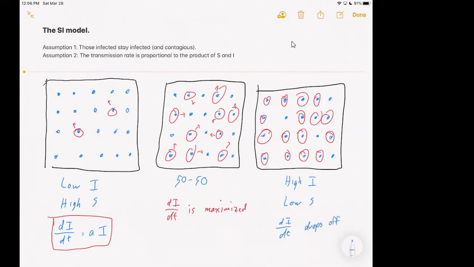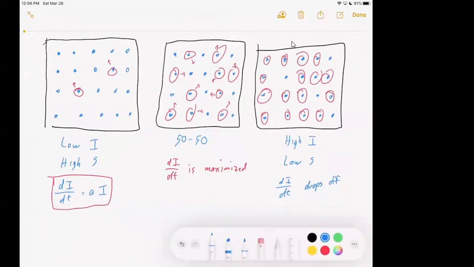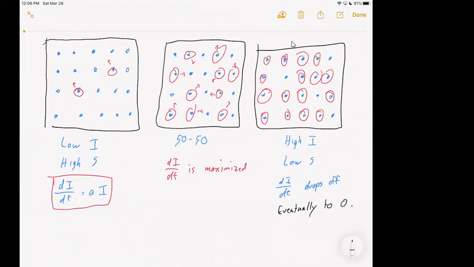And eventually, you could see if everyone's tagged, then there's no one left to get tagged. So we could say eventually it goes to 0. So when there's no one left to be tagged, obviously the rate at which infected people is growing will drop down to 0. So we're kind of slowly converting everybody over.